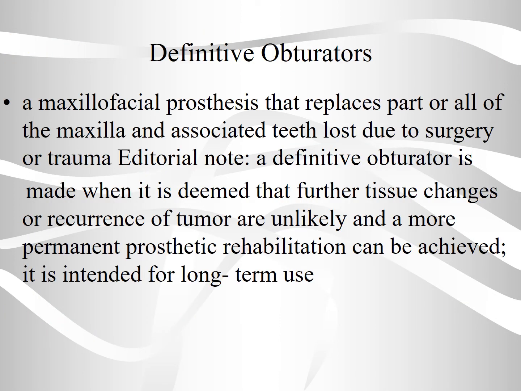Coming to definitive obturators. So these are maxillofacial prostheses that replace part or all of the maxilla and associated teeth lost due to surgery or trauma. Another definition can be: a definitive obturator is made when it is deemed that further tissue changes or recurrence of tumor are unlikely and a more permanent prosthetic rehabilitation can be achieved. It is intended for long-term use.